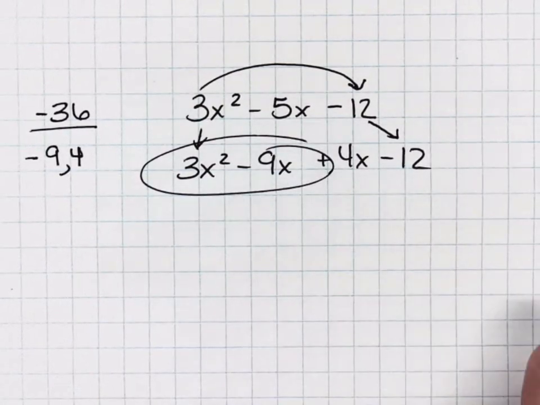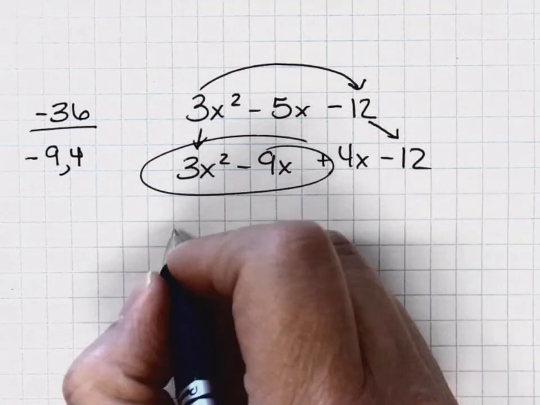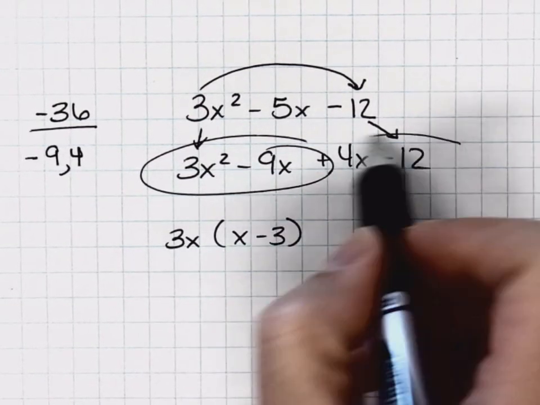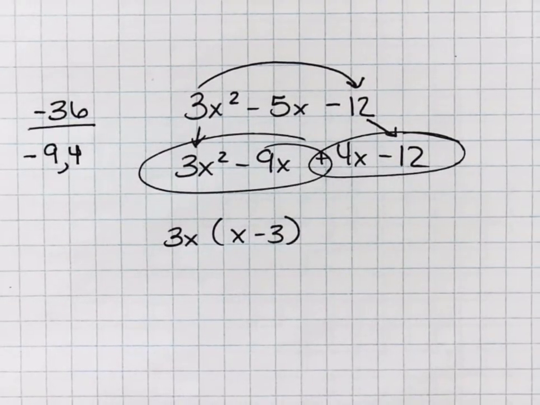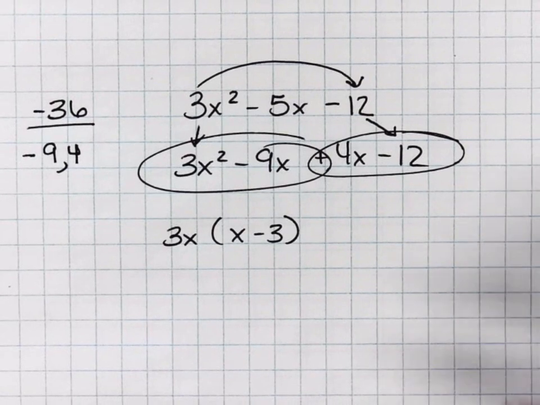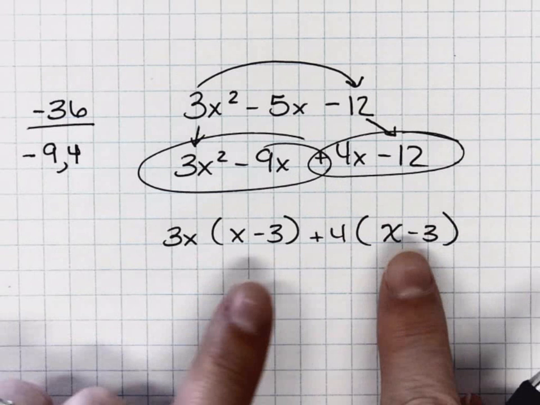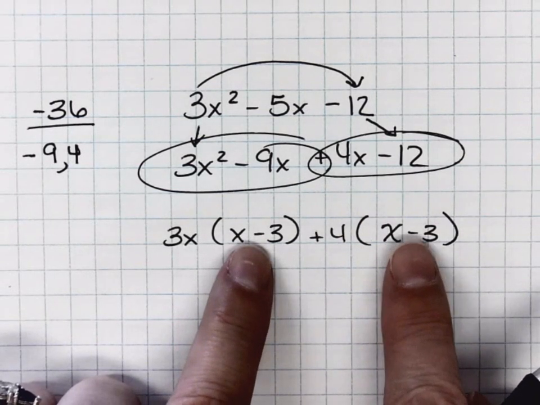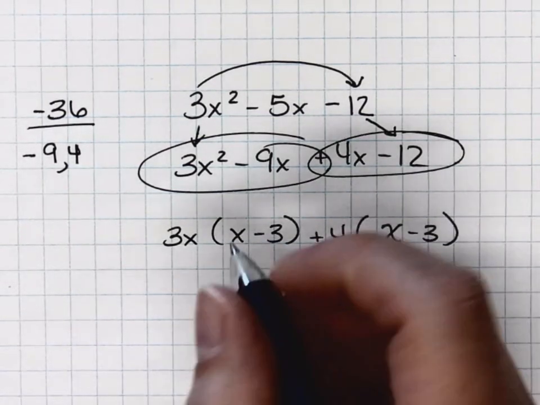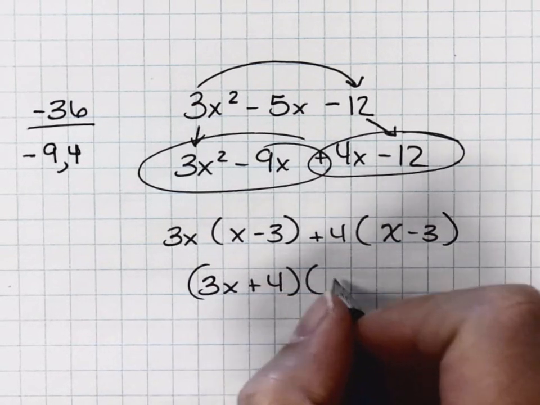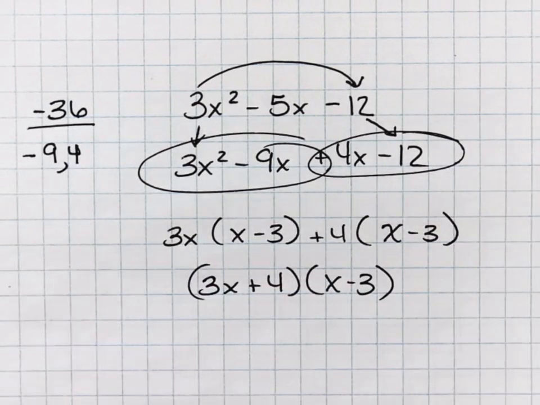What am I going to common factor out of the first two? 3 and X. So I'm left with X minus 3. What am I going to common factor out of the last two? Positive 4. So now we love this. And I know that I've done it right if these two things are the exact same. So my factors are 3x plus 4 and x minus 3.